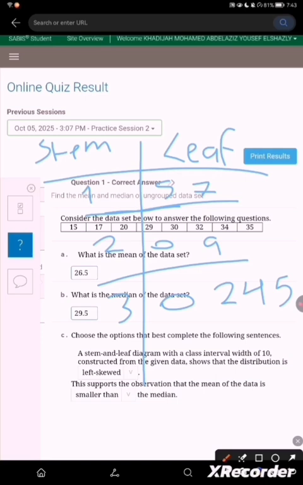Whenever you want to find the median from a stem and leaf diagram, the first step you're going to do is find the term where you can find the median in.